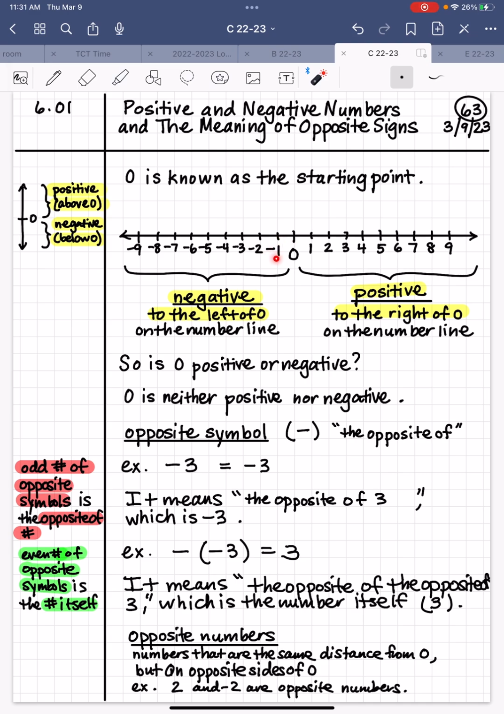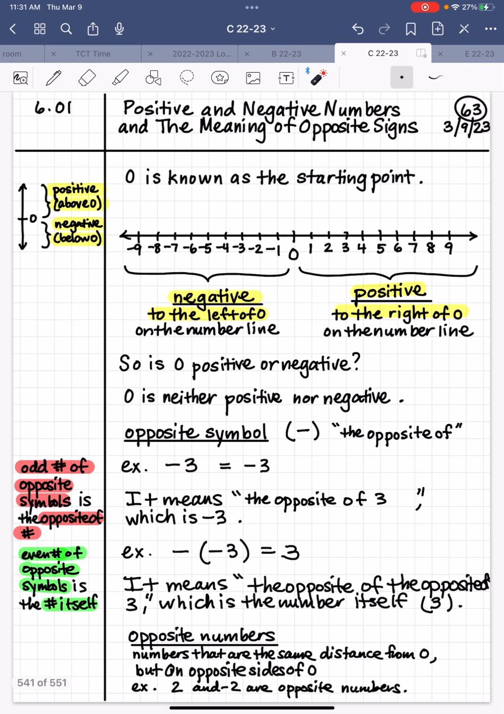So this is the opposite of 1. Because this number just happens to be to the left of 0, we call this negative 1 because this is 1, which is positive. So the opposite of positive is negative. So we say this number is negative 1, but its real meaning is the opposite of 1. And what's the opposite of 1? What number is that? Negative 1, okay?